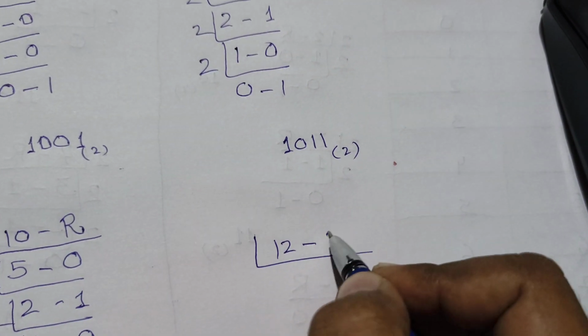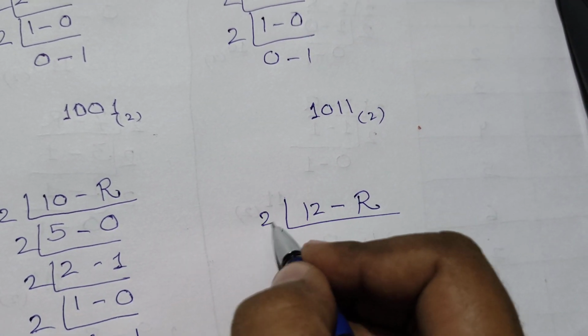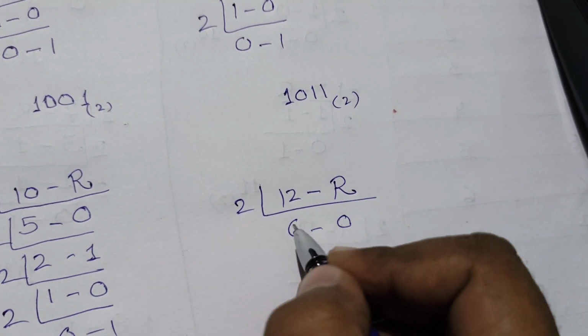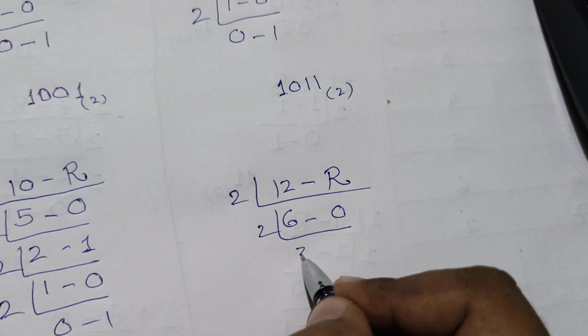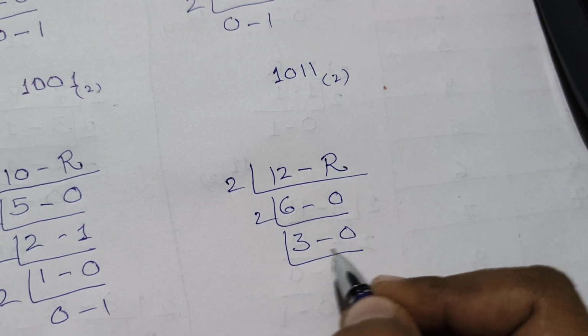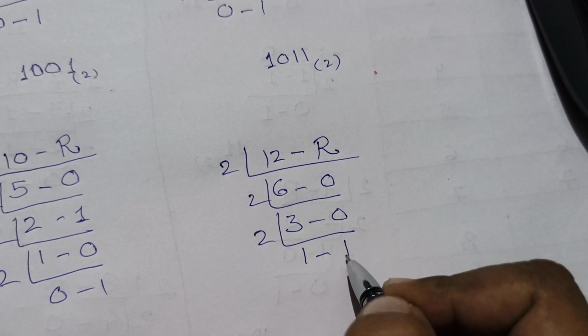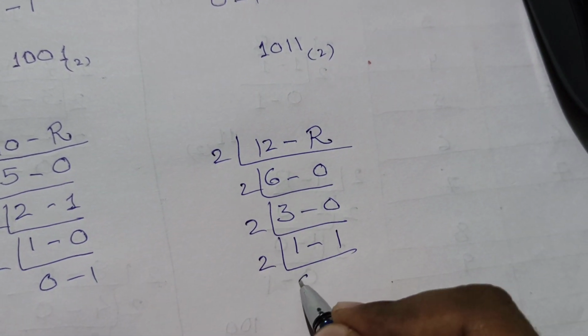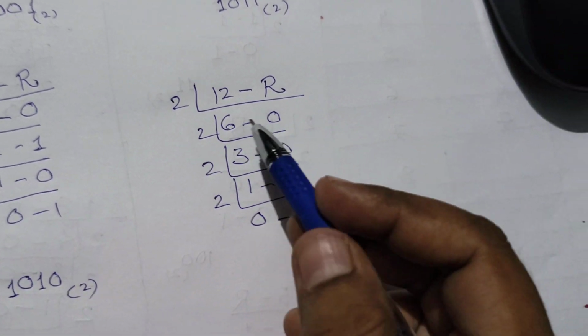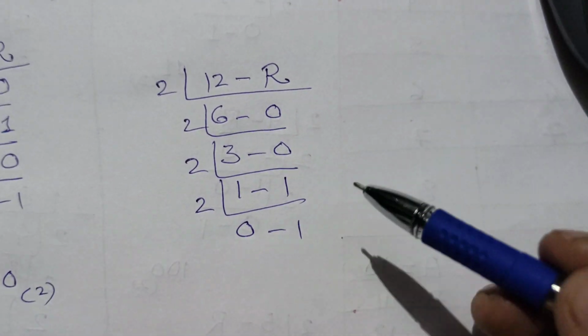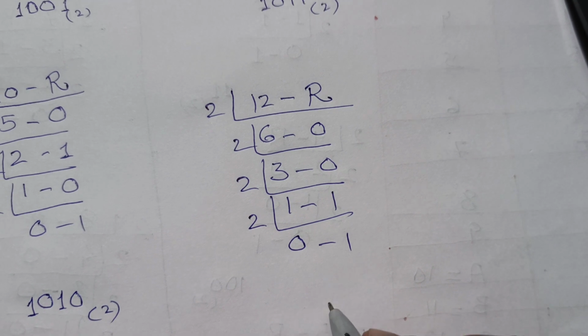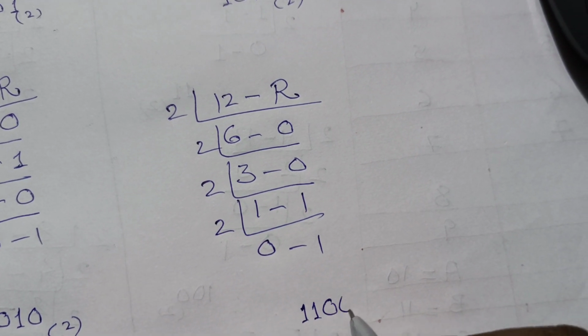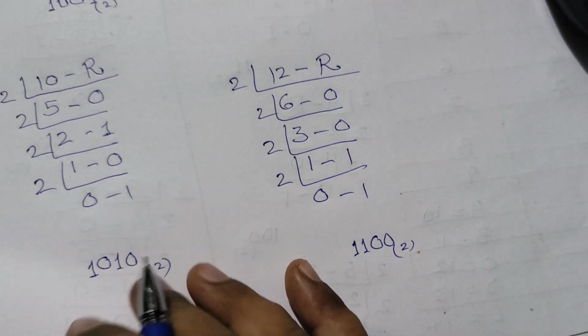12, remainder: 2 6s are 12, 0. 2 3s are 6, remainder 0. 2 1s are 2, remainder 1. This is 0 1. So the value of 12 in binary number system is 1100. So we will write 1100 to the base 2.